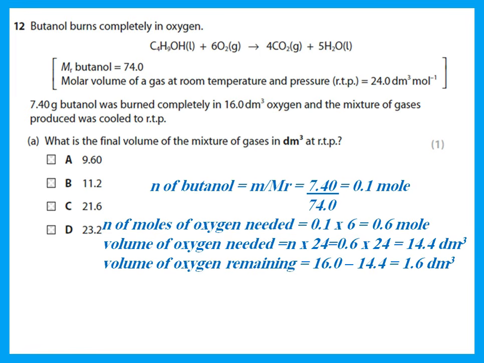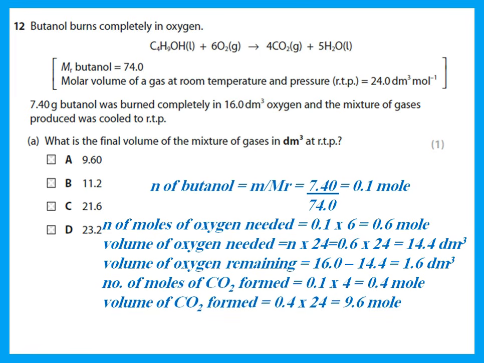And then he produces carbon dioxide gas. Now the number of moles of carbon dioxide gas from the equation should be 4 times the number of moles of butanol. So that is 0.4 mole, and that means that the volume of carbon dioxide that will be formed is number of moles times 24, which is 9.6 decimeter cubed. And that means that at the end, I have the oxygen that remained, which is 1.6, plus the 9.6 of CO2 that was formed. So I have a total of 11.2 decimeter cubed of gas.